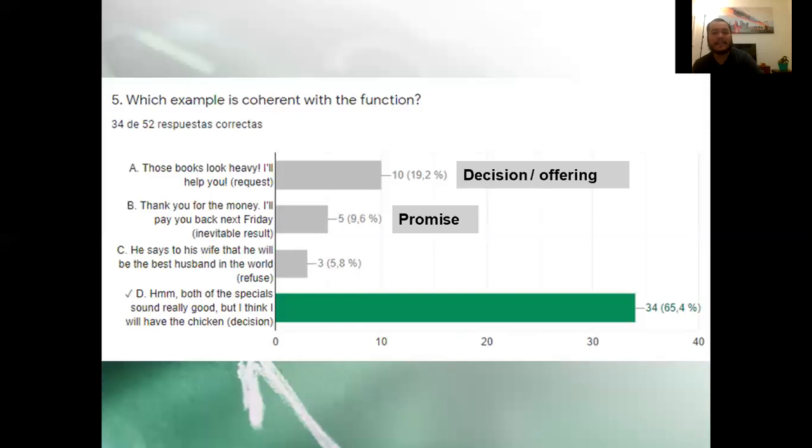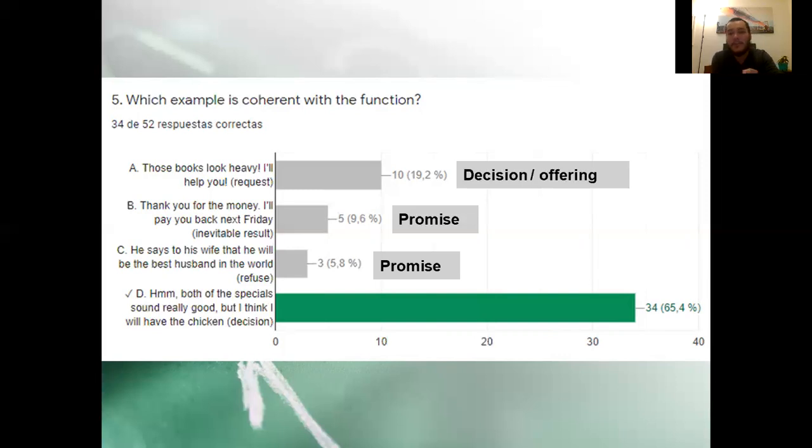C says he says to his wife that he will be the best husband in the world. In parentheses, refuse. Is that a refuse? Rehusar in Spanish? Absolutely not. Again, it is a promise. It can happen, it cannot happen, but it is not 100% sure to happen. That means that letter D is the correct one, and the situation says, both of the specials sound really good.